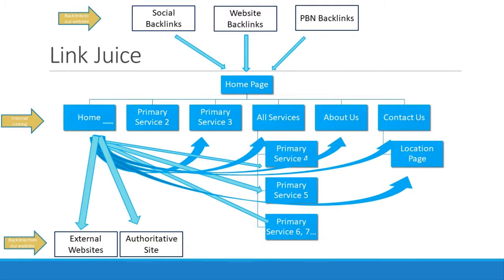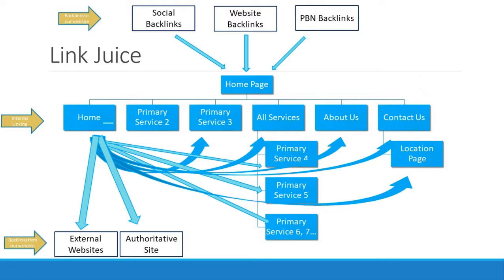Link juice. Now we're going to take a look at a more complex version of what actually happens with link juice. So our homepage: we're building out social, we're building out citations, we're getting links back from websites, and we're getting links back from private blog networks. This is just an example for the homepage. This could be any one of our pages. Now, the juice comes through here. Remember, it hits our navigation. These are the internal links within our navigation.